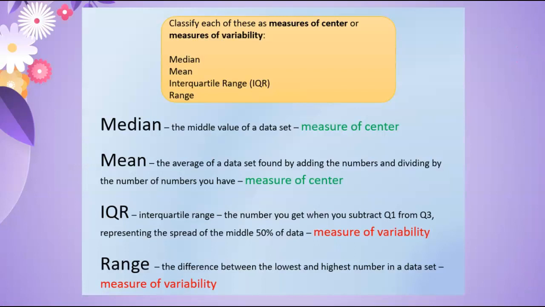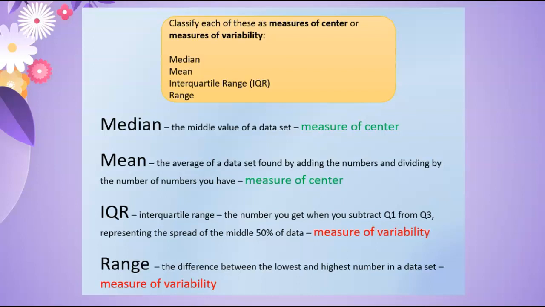Okay, so welcome back. When we talk about mean and median, we talk about those as measures of center. Those two things that we find, the middle number of the data set and the average of the data set, are called measures of center because we're measuring where the middle of all the data falls. The interquartile range and the range are measures of variability, and those are talking about how spread out the data is away from the mean and the median.